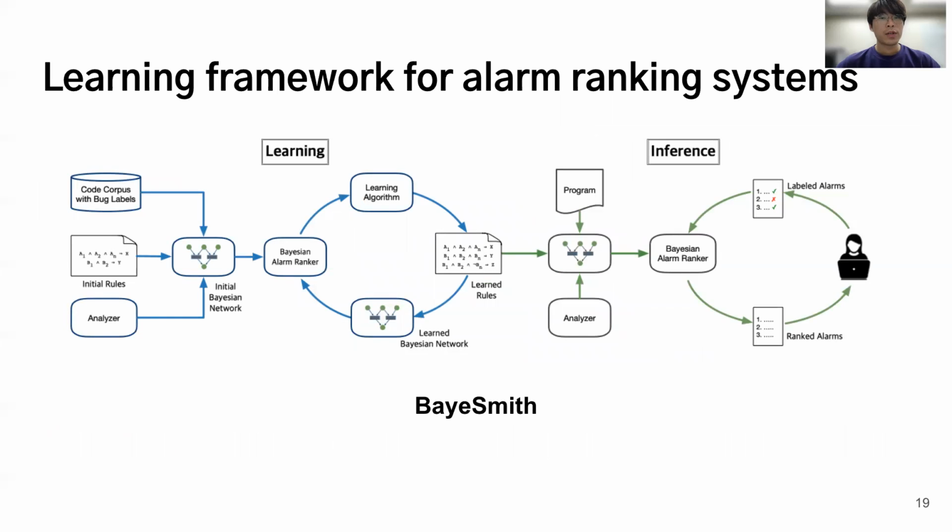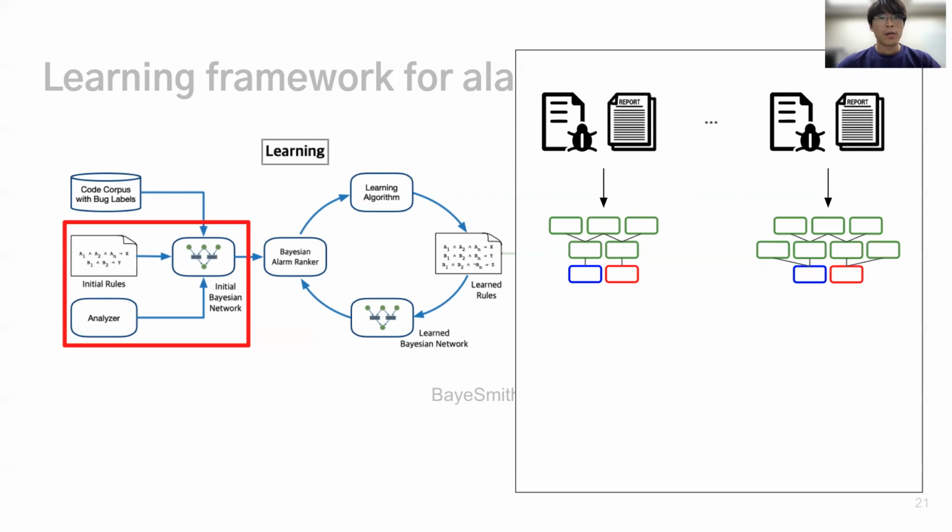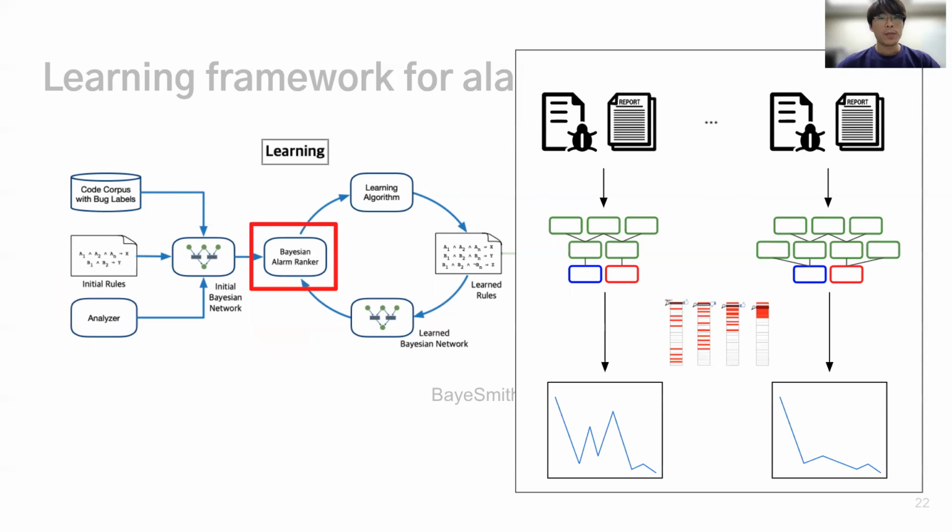Here's the overview of our suggested learning framework. The right-hand side of the pipeline shows the inference stage, which is already described in the previous slides. So let us focus on the learning part. First, we prepare a bug database. The database is a set of pairs of a program and its known bugs. From the database, we construct a probabilistic model per program using Bayesian network. Then, we simulate the user interactions with the alarm ranking system since we know which are bugs.